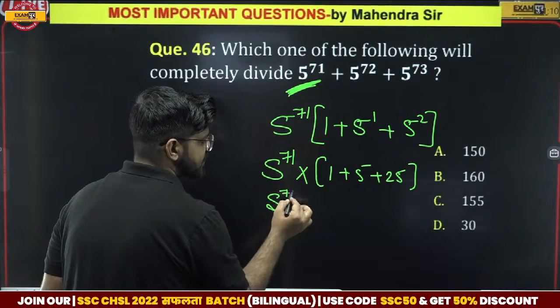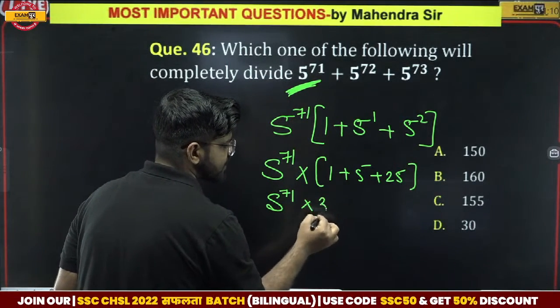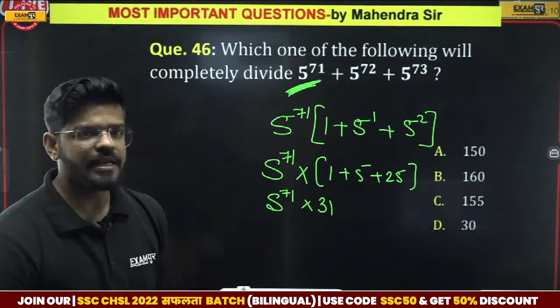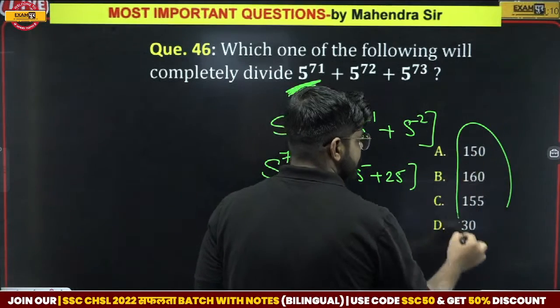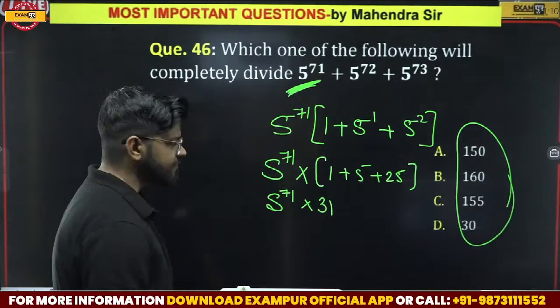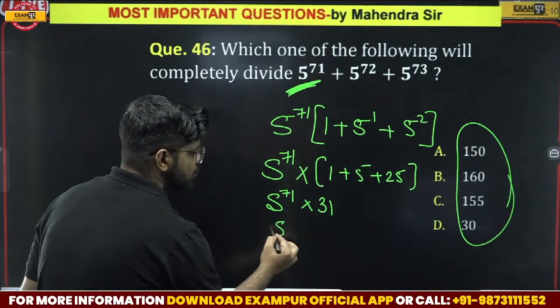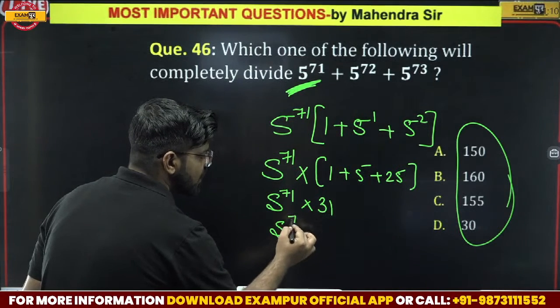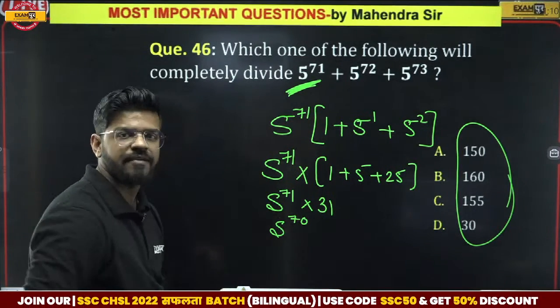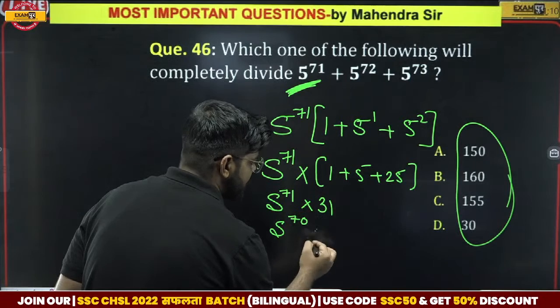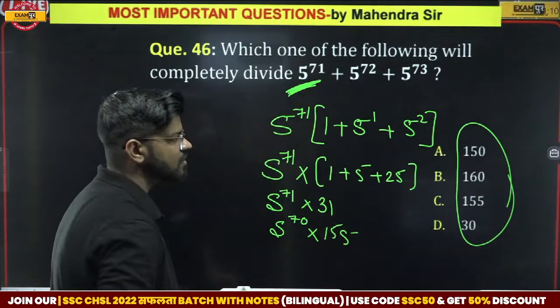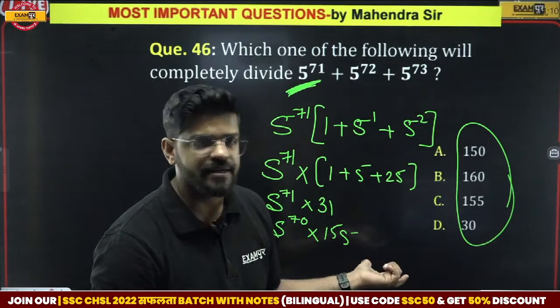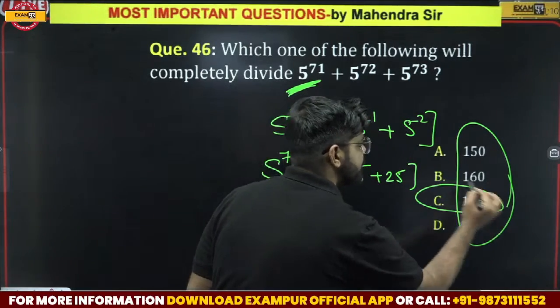Again 5 to the power 71 is there, multiplied by 31. You know that all are multiples of 5, so we need 5 here. So one 5 you can give, and here will be 5 to the power 70 multiplied by 155. So 5 1s are 5, 5 3s are 15. That means only one number can divide it, and that is 155.